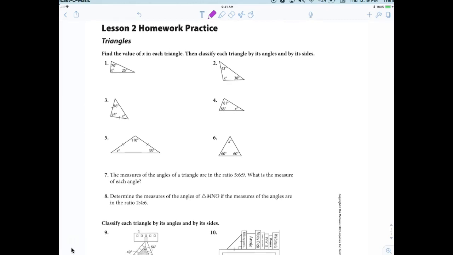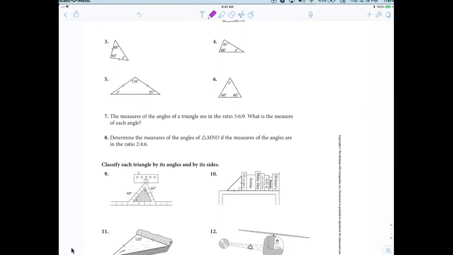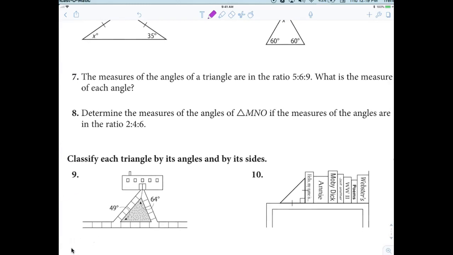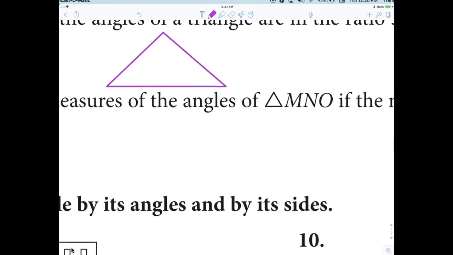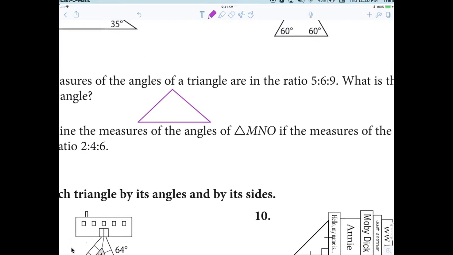So now I want to jump down to question number 7 on the second worksheet, please. All right, everybody, look at number 7. Trying to help you out a little bit here. It says the measures of the angles of a triangle are in a ratio of 5 to 6 to 9. So what we're going to do, guys, I want you to write this down. We're going to draw a triangle, number 7. Now I need your attention on this, please. If somebody says something's in a ratio of 5 to 6 to 9, you got to look up.